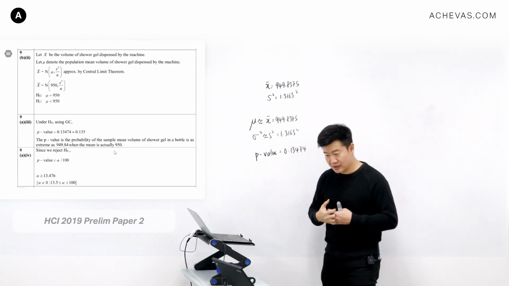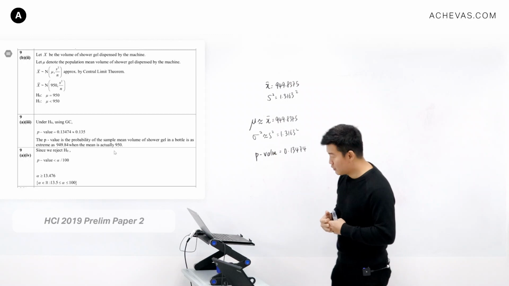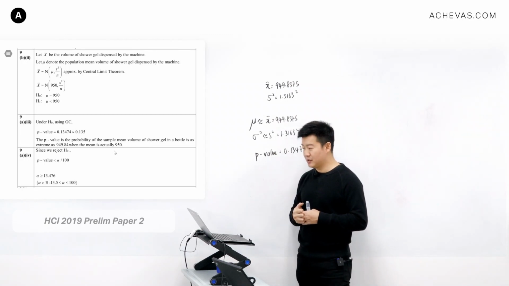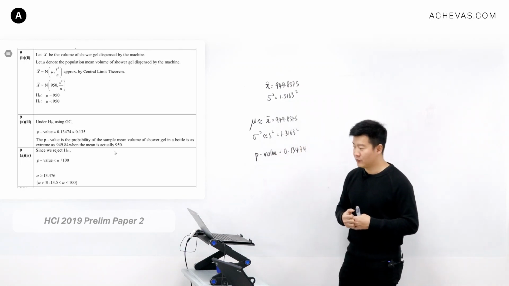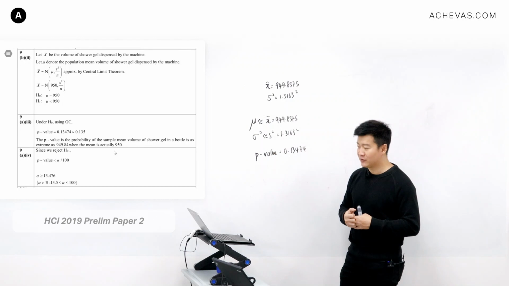P-value is the probability. P-value is the probability of the sample mean volume of shower gel in a bottle is as extreme as 949.84 when the mean is actually 950.